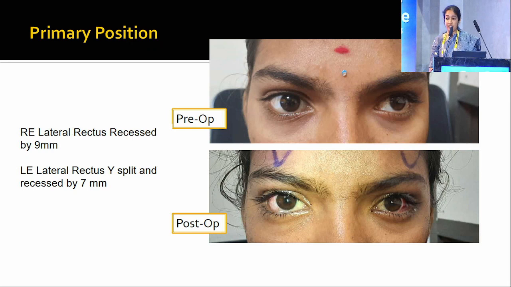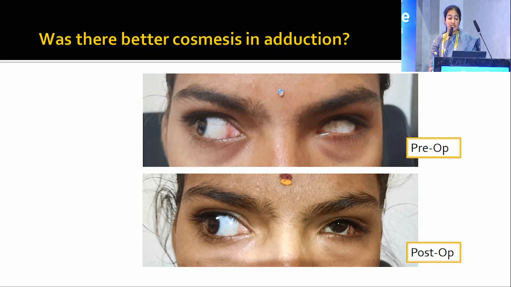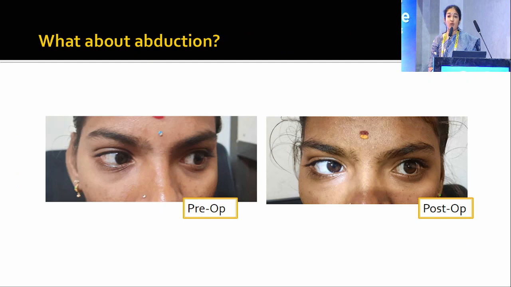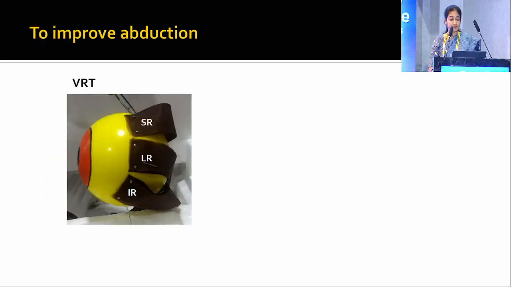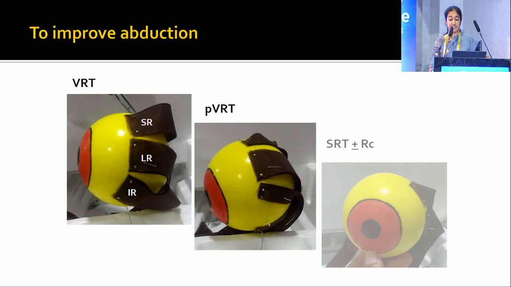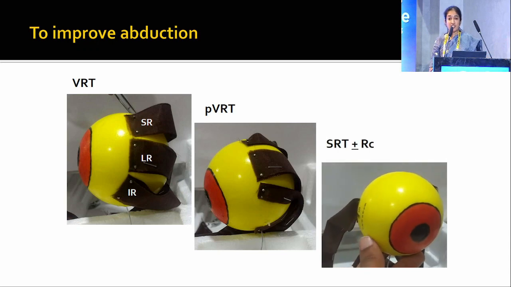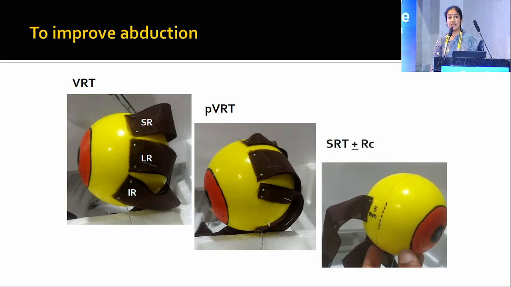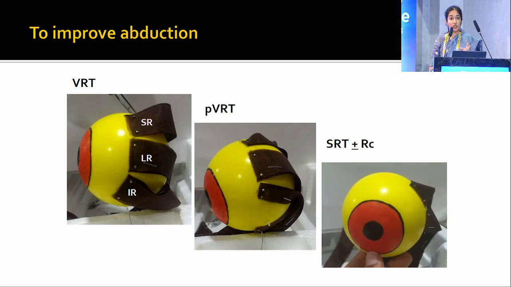Post-operatively, you can see that the primary position has improved, and in adduction, though not fully corrected, there is better cosmesis. And what about abduction? As mentioned, there is a limitation of abduction, but cosmetically the patient was very happy. To improve abduction in cases where the MR is not very tight and where the patient is concerned about abduction also, earlier we spoke about transposing both, then it was a partial VRT, and now it is a superior rectus transposition with the MR recession. But more recently, there is a lot of hypotropia or torsion seen with just an SRT.